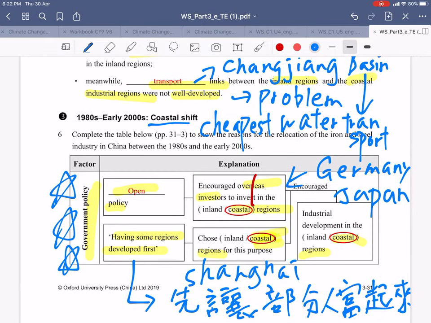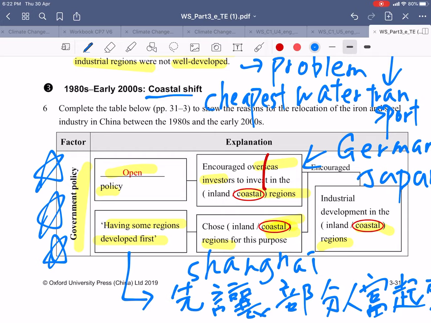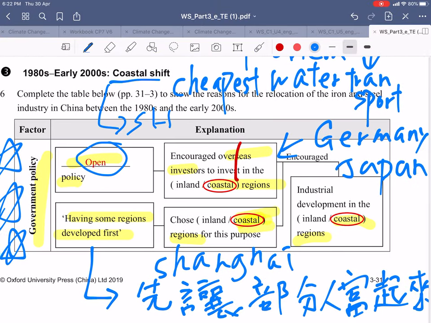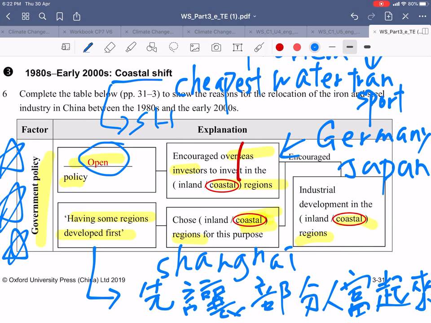And then finally, it comes to the coastal shift of the industry, okay? Where are we going to shift to? Shanghai, okay? Why? Because government policy took place as well, the open door policy, which encourages overseas investors to invest in the coastal region. For example, Germany, Italy, Japan, those kinds of investment are going to invest in Chinese firms even nowadays, okay? And also having some regions develop first. In Chinese, we call it 先讓部分人富起來. So they gave preference for the coastal region to develop first. And then the iron and steel plants got back to the coastal region again. But not Northeast China. Right now it is Shanghai.